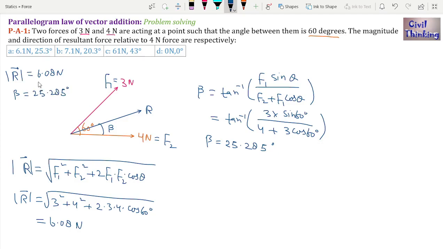Now which option is correct? Here we have 6.08. Do we have any option? 6.1 is approximately 6.08, because it's approximately 6.1 Newton. Now 25.285 is approximately 25.3 degrees. So we can clearly see option A is the correct option. In this way we have solved this problem.